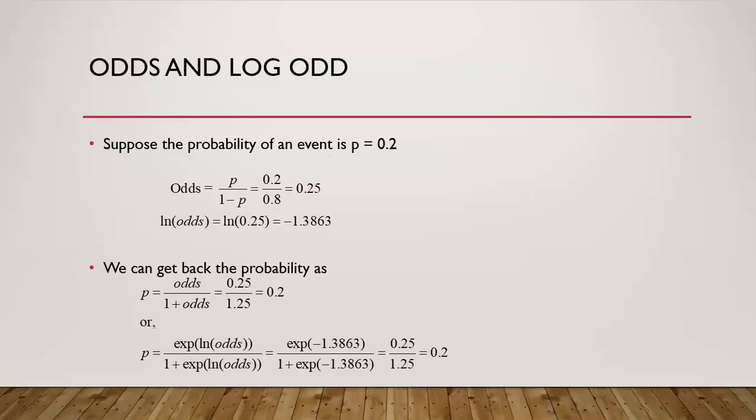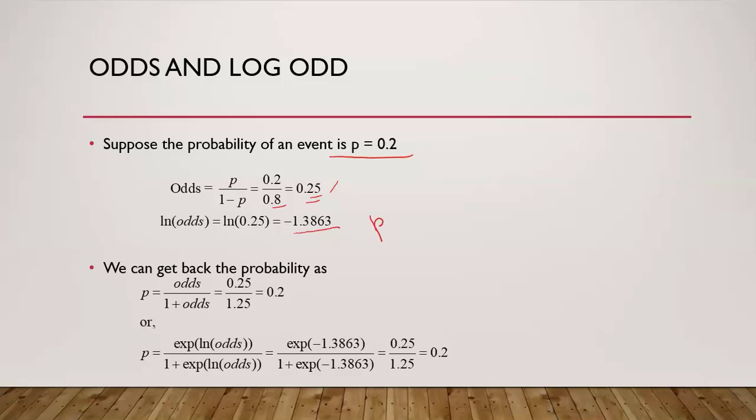Suppose the probability of an event occurring is 0.2 or 20%. The odds are given as the probability of success over probability of failure. So in this case, it would be 0.2 divided by 0.8, which is 0.25. If we take the logs of it, we get log odds. Natural log of 0.25 is negative 1.3863. So while odds are 0.25, the log odds are minus 1.3863.